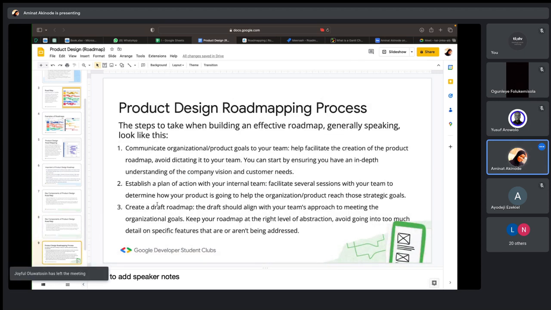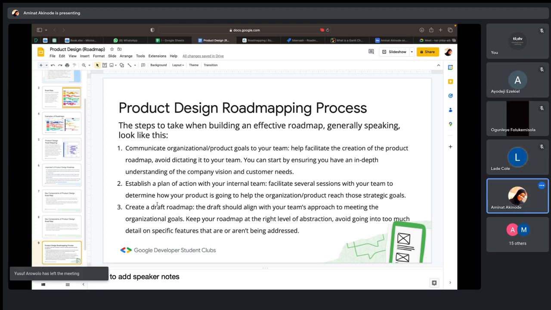So yeah, I have the product design roadmapping process. What are the processes involved for you to be able to achieve an effective roadmap? I have communication. You need to communicate your goal, or the goal of the product, to the team. Once you're able to communicate it to the team, it will help you to analyze whatever you want to do so that it will be very effective.